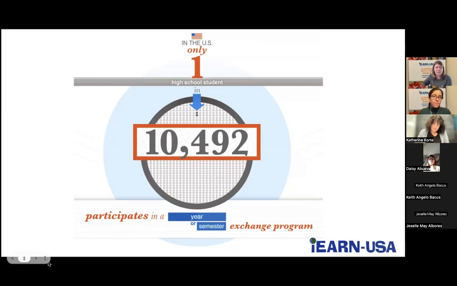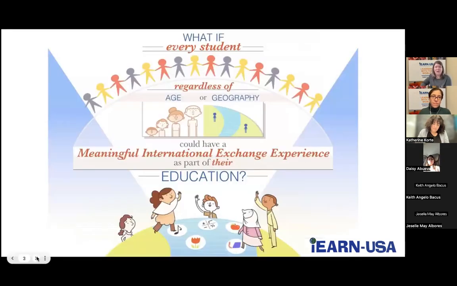But we also know that these global competence skills are critical for students' career readiness and to prepare them for globalization in the world. So iEARN wants to think about, what if every student, regardless of their age or geography, could have this meaningful international exchange? What would it look like if regardless of where they were, regardless of their economic means, regardless of the other barriers, they could have that exchange and that work? And so, Nicole, I am going to pass this off to you to talk a little bit more about what that might look like.